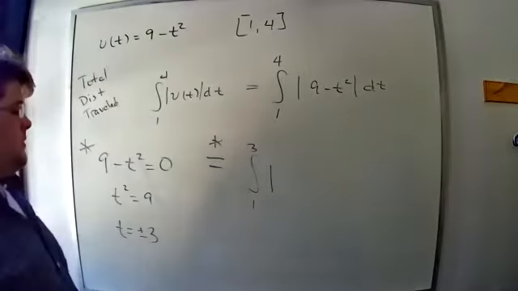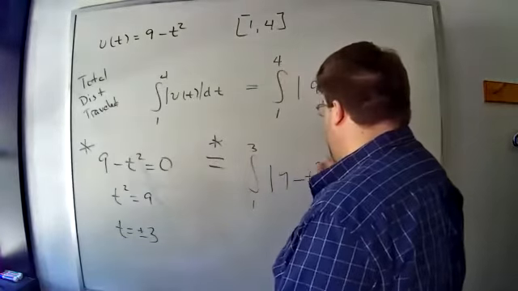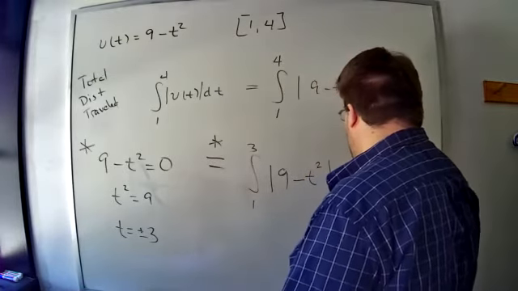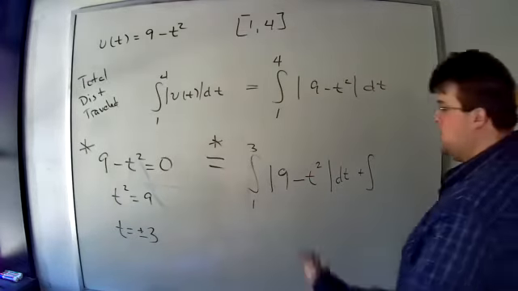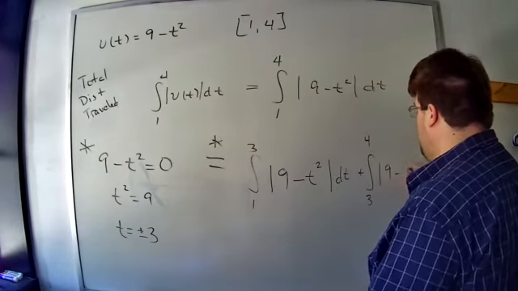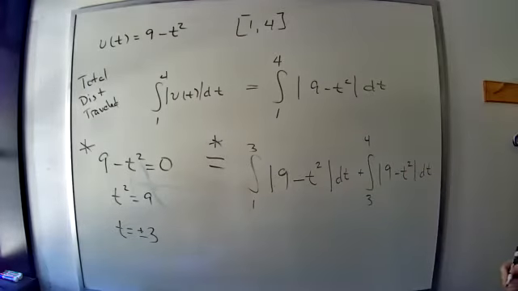So we can split this integral at 3. So instead of doing the integral from 1 to 4, we'll do the integral from 1 to 3 and the integral from 3 to 4. Any questions about splitting that integral?